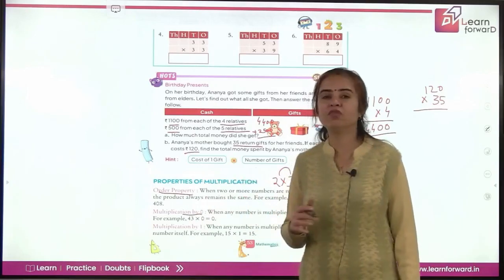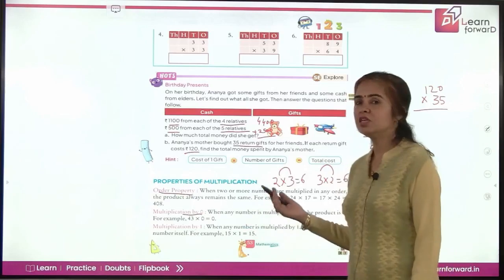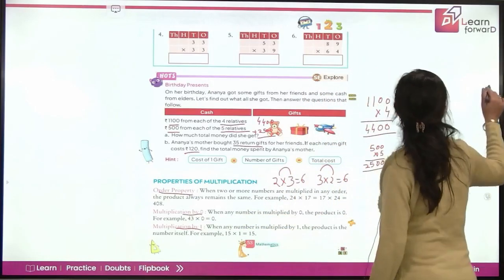Multiplication by 0 we have already learned in grade 2, just recall. Multiplication by 0 gives 0 as the product, and multiplication by 1 gives the same number as the product.